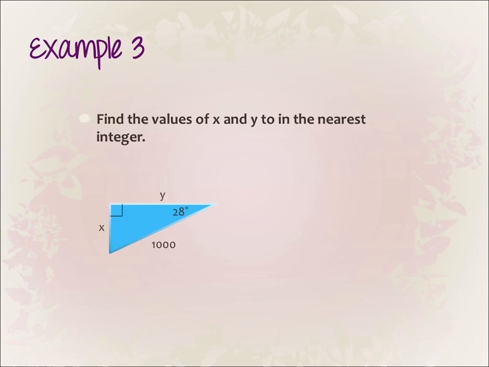So if I look at the 28 that I'm given, and I have x and I have 1,000, in relationship to that 28, where's the x? Opposite. Where's the 1,000? Hypotenuse. So which trig function is opposite and hypotenuse? Sine. So I'm going to do the sine of 28 degrees equals x over 1,000.